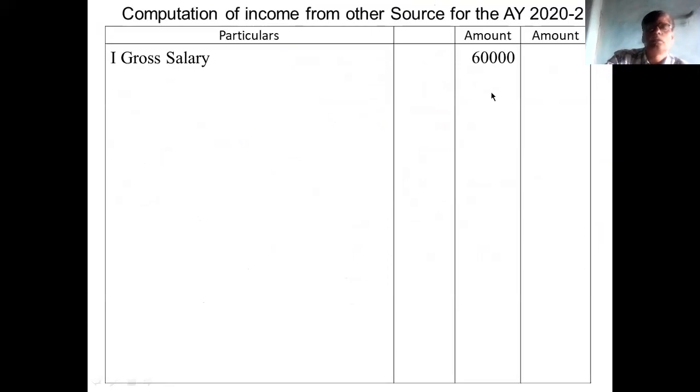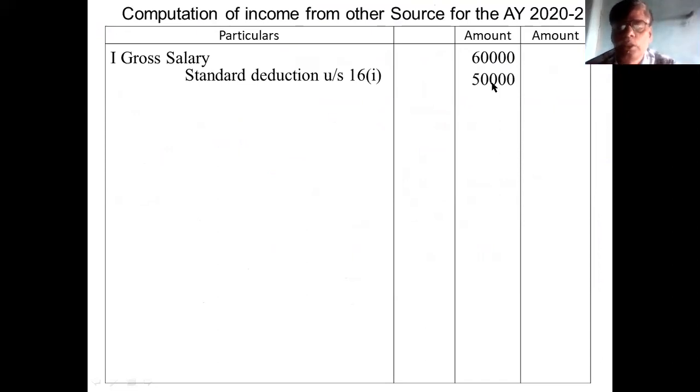Gross salary 60,000 less standard deduction under section 16 subsection 1A. This is 1A. 50,000, or actual salary, whichever is less, is the deduction. You have to deduct it. If you deduct it, your answer is, sorry, 10,000. Income from salary is 10,000.